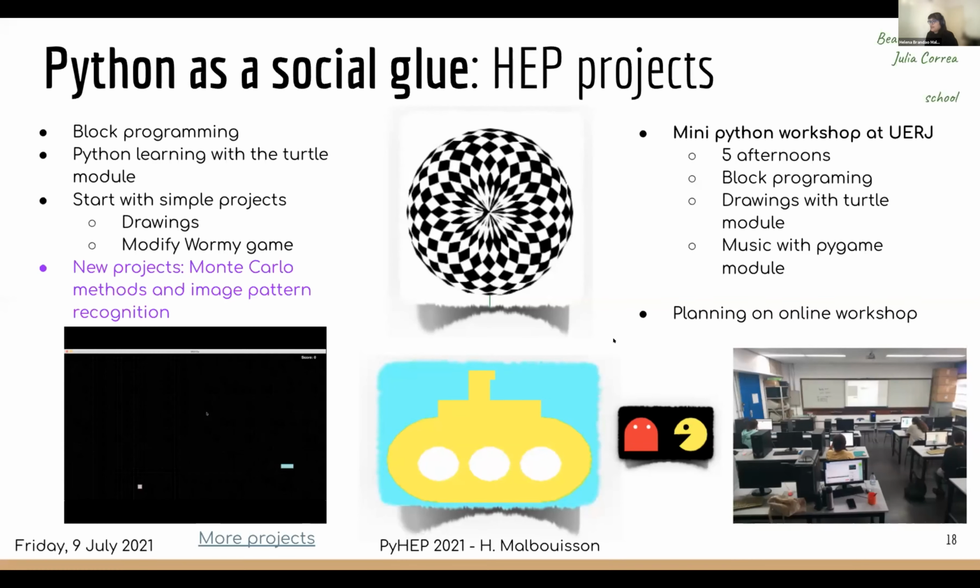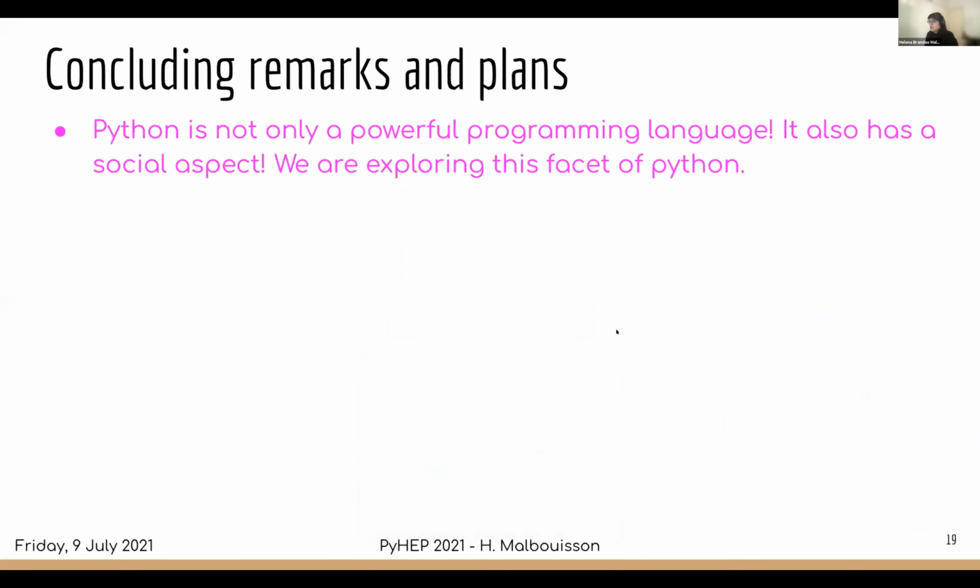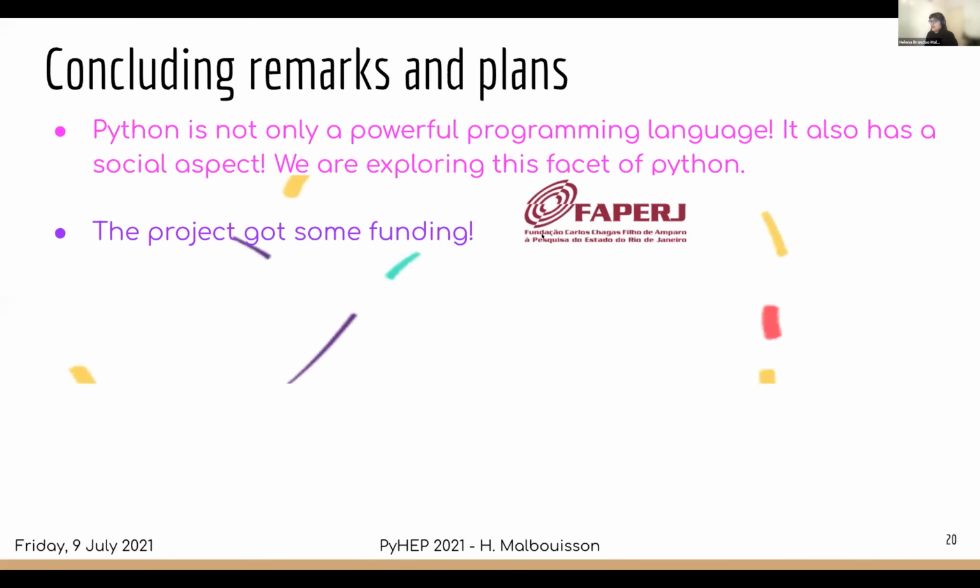So that brings me to the conclusions. Python is not only a powerful programming language, as you know, but it can also have a social aspect, and we are exploring this facet of Python.